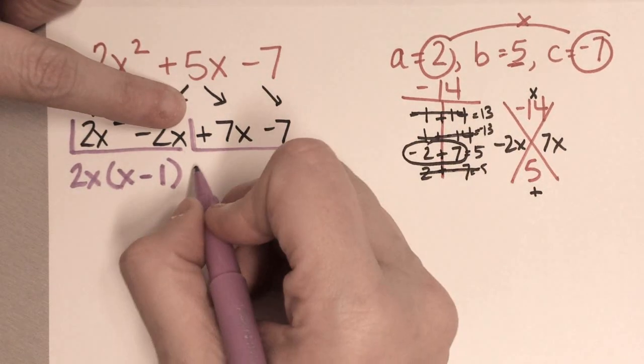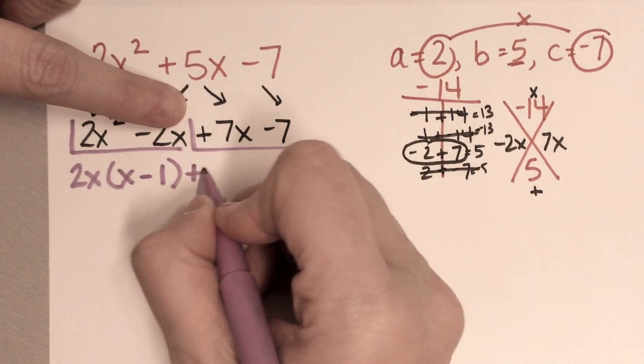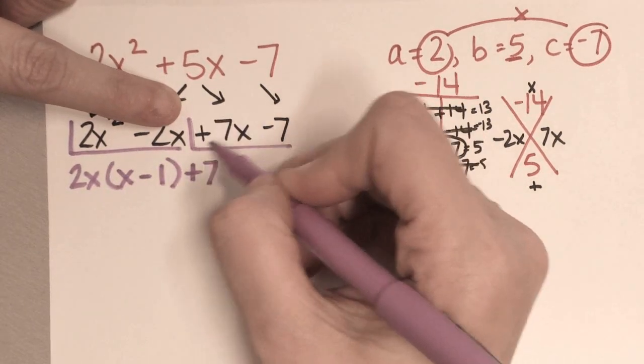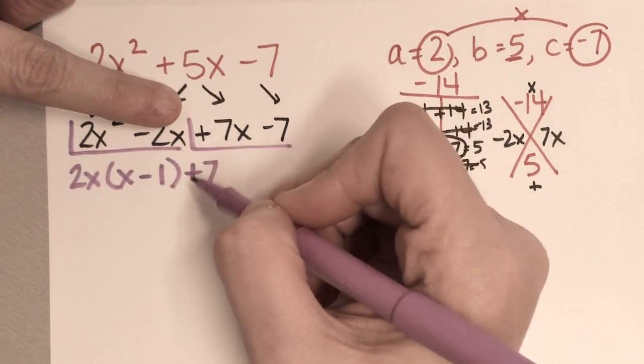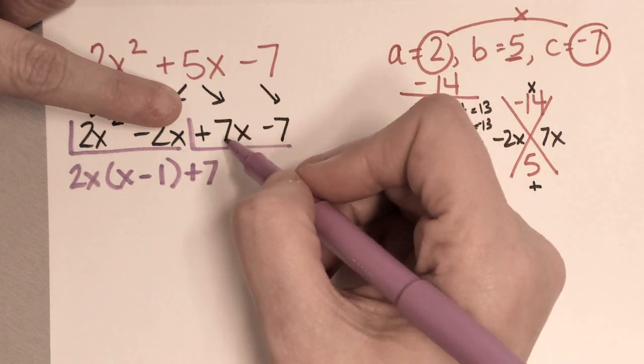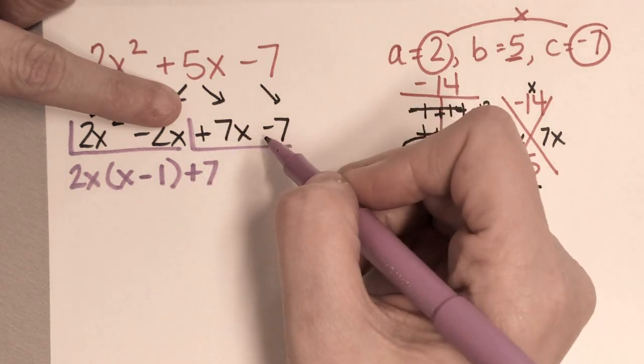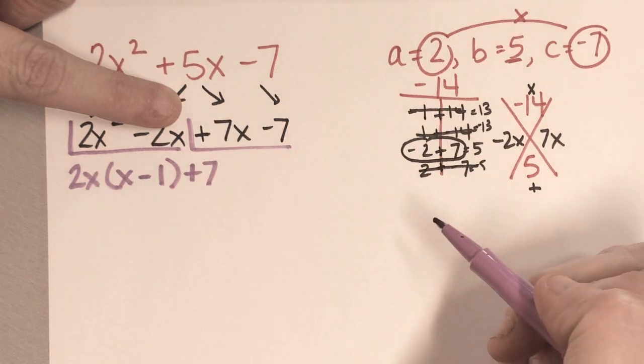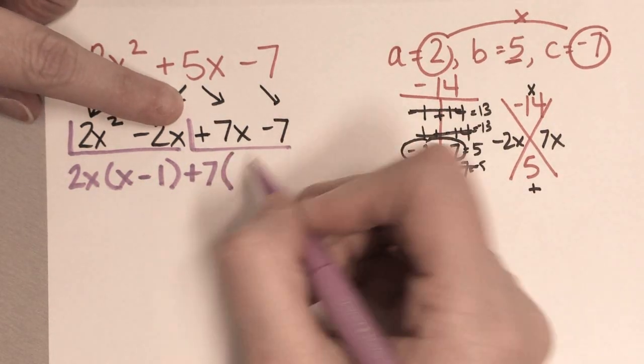What do these have in common? Well, they have a 7, but it's a positive 7. So I put plus 7. In fact, whatever sign this one has is the sign I have to use down here. If this was minus 7 and that was plus 7, it doesn't matter. If this is minus 7, I got to put a minus 7 down there. Okay?